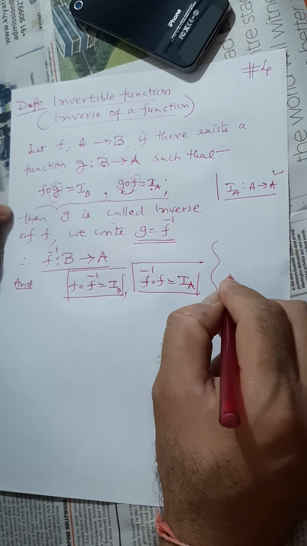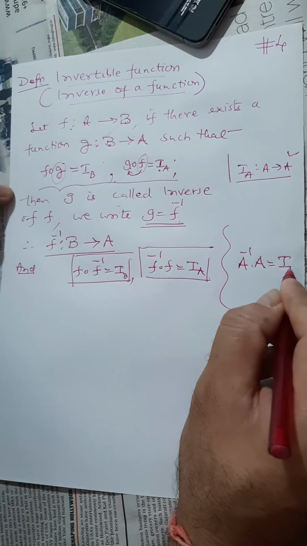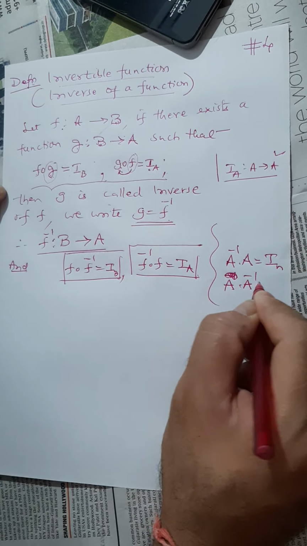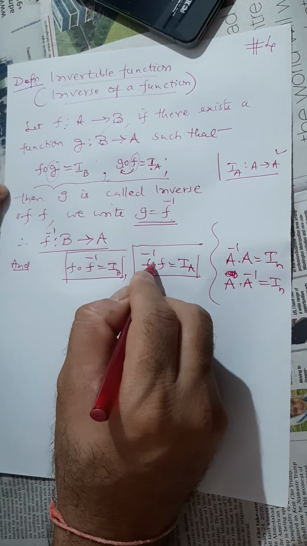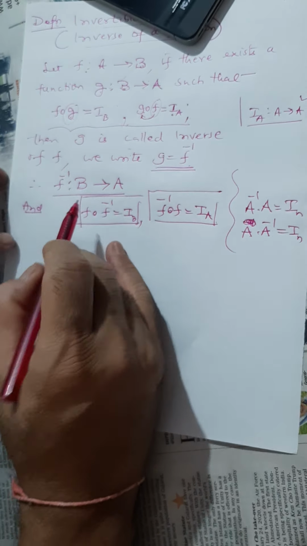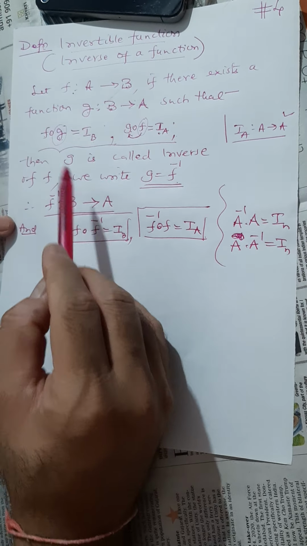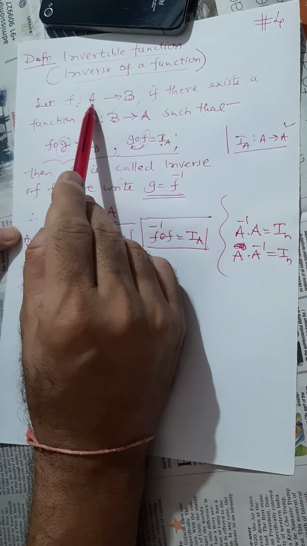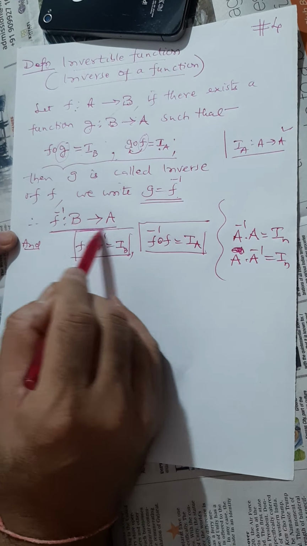If you remember matrices, the inverse of a matrix, A inverse into A equals identity matrix I_n, and A into A inverse equals I_n. But there the operation was multiplication, here the operation is composition, small o. Even if you recall inverse trig functions, you know sine inverse is a function from, for example, the closed interval minus pi by 2 to pi by 2, to the closed interval minus 1 to 1. The inverse was in the reverse way. So this is the definition.